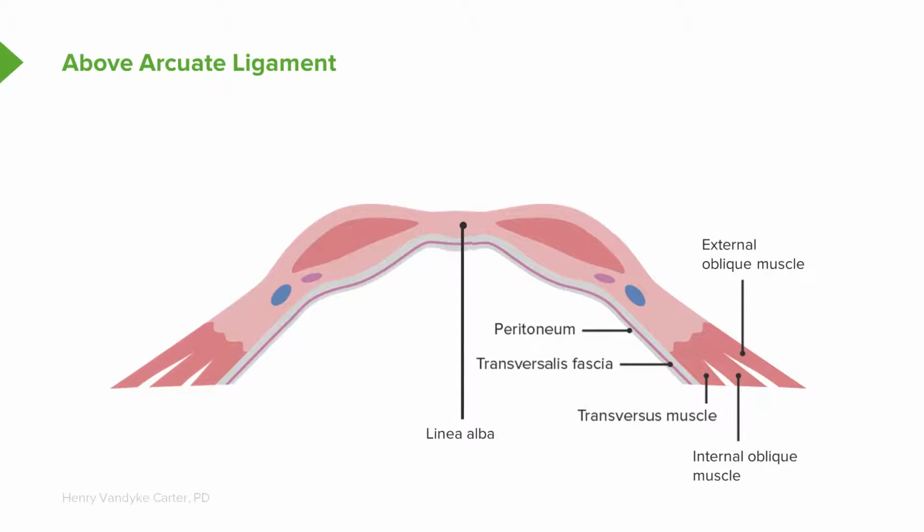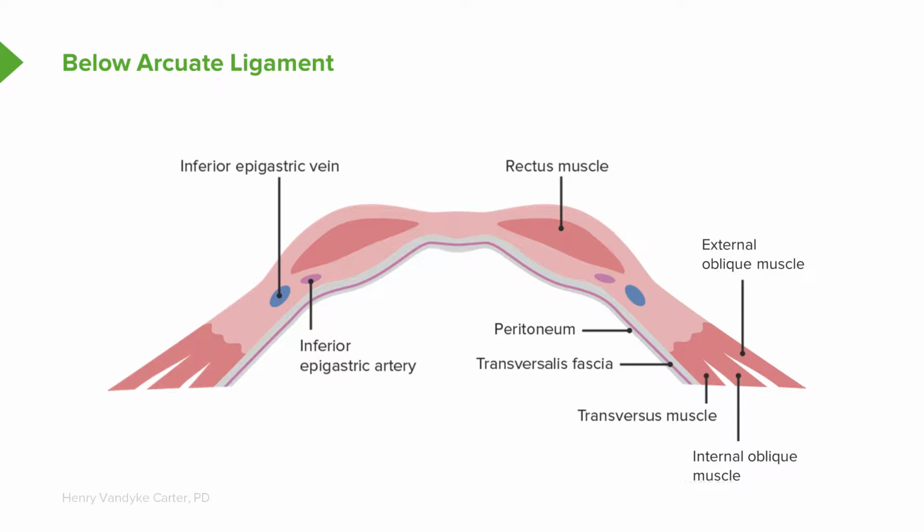Above the arcuate ligament, the internal oblique actually separates to contribute to both the anterior and posterior rectus sheath. Below the arcuate ligament, however, all layers of the abdominal wall go above to contribute to the anterior rectus sheath. This is particularly why below the belly button, we have a natural area of weakness.